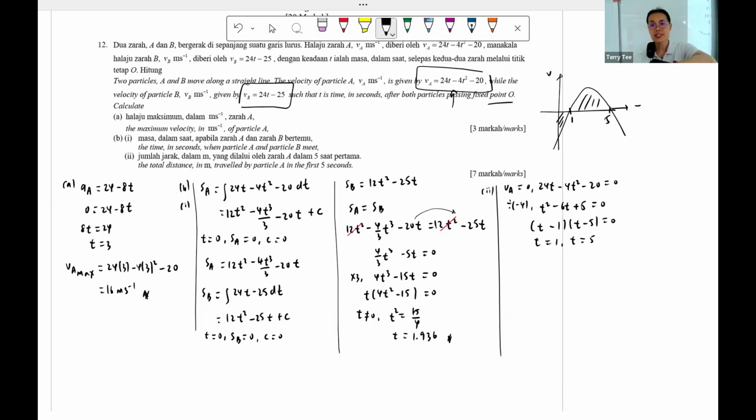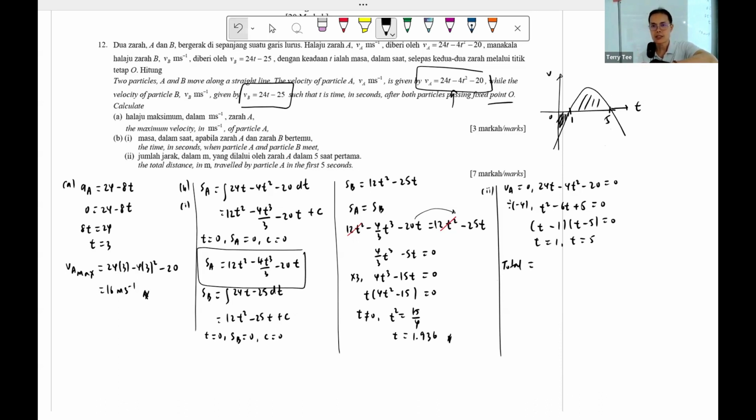On a velocity-time graph, the area under the graph represents the total distance traveled. If you want to find the total distance traveled in the first 5 seconds, you got to integrate separately. This is 0 to 1, this is 1 to 5. But I don't need to use integration. Why? Because I already have my displacement function. My displacement function for A is this one. I got it ready, so I just have to substitute inside.